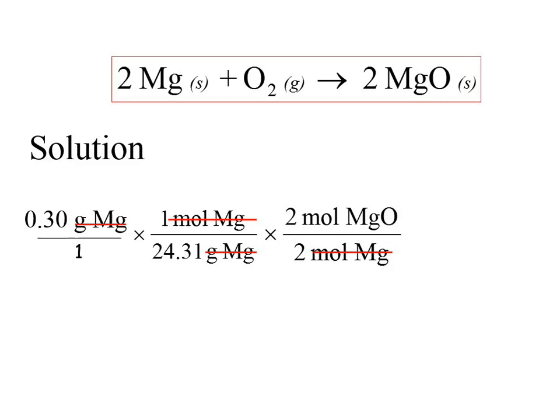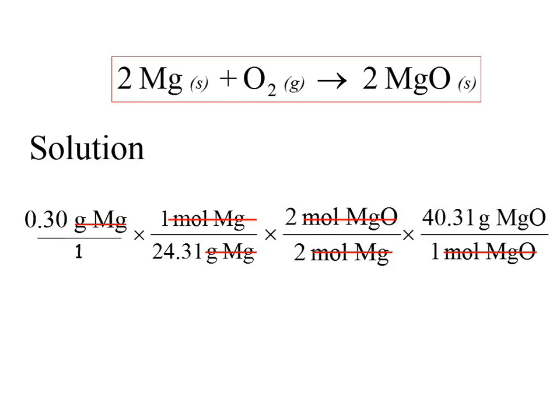Now all we need to use is the molar mass of magnesium oxide, which a few slides ago we said is 40.31 grams per mole. So 40.31 grams MgO over 1 mole of MgO. And for the same reason we had 2 significant figures last time, we have 2 significant figures this time. So the mass of magnesium oxide that will form with 0.30 grams of magnesium is 0.50 grams magnesium oxide.